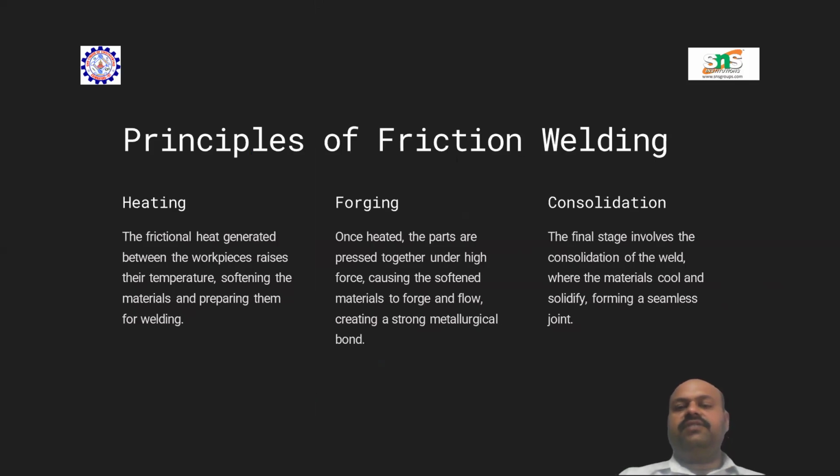So what are the principles of friction welding? Heating, forging, and consolidation. These three things happen when two metals are allowed to rub together to create friction. So heating, the frictional heat is generated between workpieces, raises the temperature, softening the metal and preparing them for welding. Once heated, the parts are pressed together under high force, causing the softened materials to forge and flow, creating a strong metallurgical bond. So the consolidation stage involves the consolidation of the weld where material cools and solidifies, forming a seamless joint.